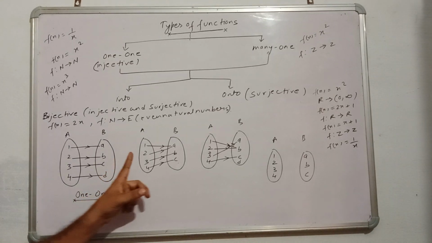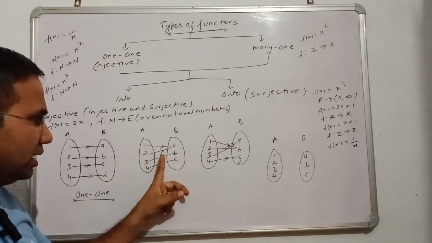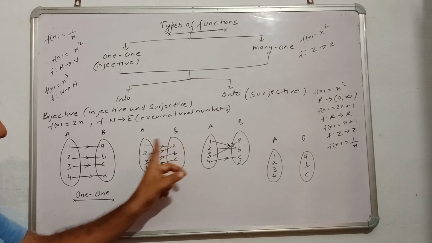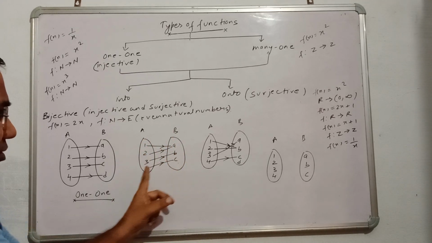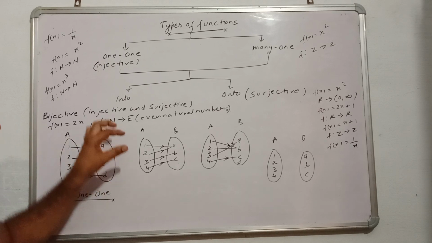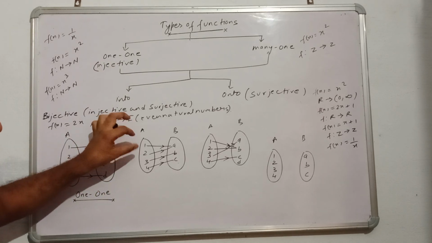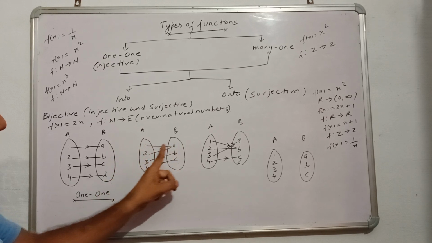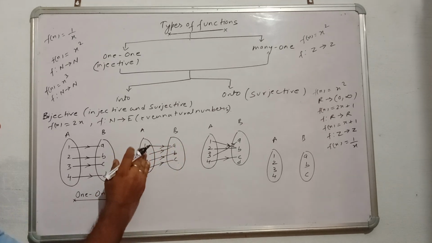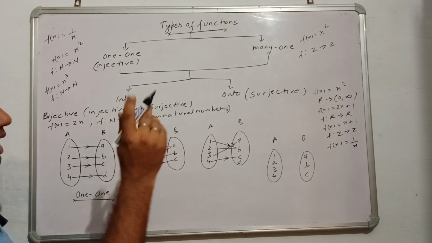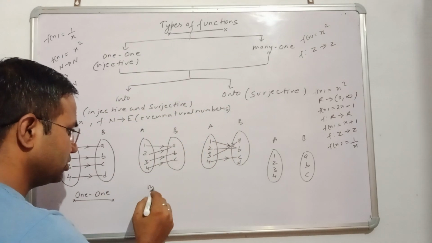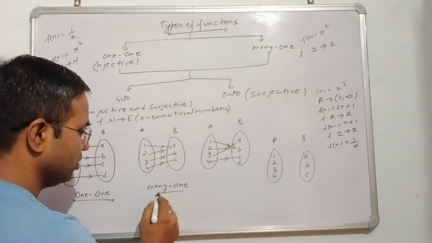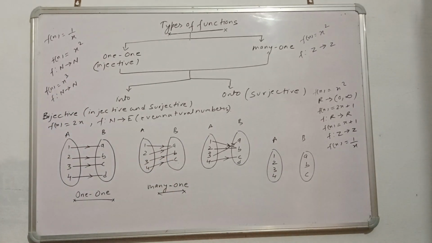Now see this. In this also every element has a unique image. One has unique image A, two has unique image A, three has unique image A, and four as well. But in this, two elements have the same image. One has a unique image, two also. It means in this, many elements have one image, so it is called a many-one function. Okay, this is called a many-one function.